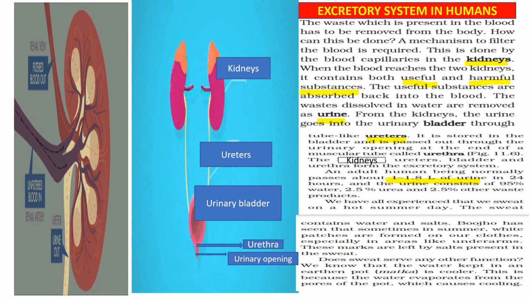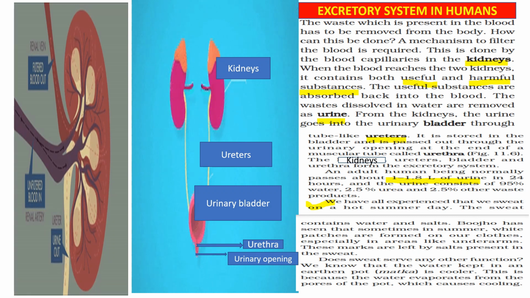Next is, this is also important. We have all experienced that we sweat on a hot summer day. The sweat contains water and salt. You have seen that sometimes in summer, white patches are formed on our clothes, especially in areas like underarms. So these marks are left by salts present in the sweat. Next, does sweat serve any other function?